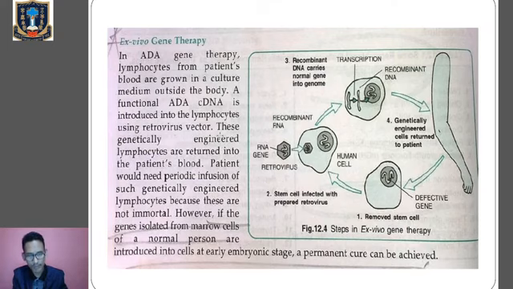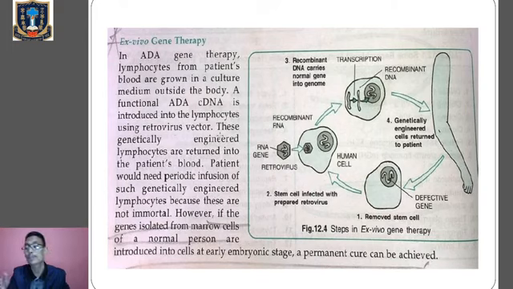So in that case, what we can do is take the gene isolated from the bone marrow cells of a normal person. For the permanent cure of ADA disease, if the genes isolated from the bone marrow cells of normal persons are introduced into the cells at the early embryonic stage, a permanent cure can be achieved. Otherwise we have to go through the periodic infusion of genetically engineered lymphocytes, which is not immortal.